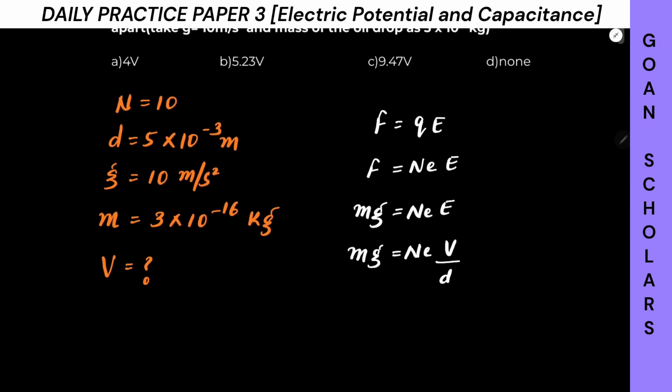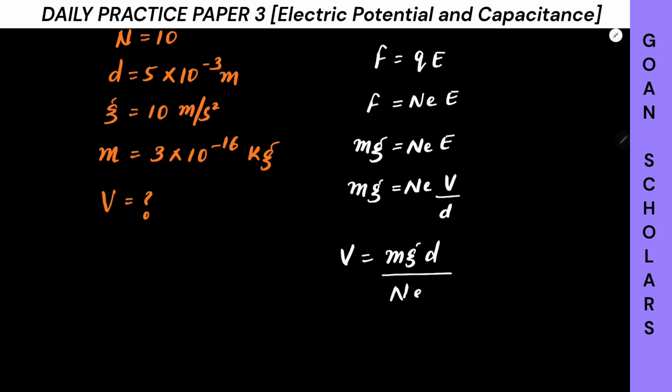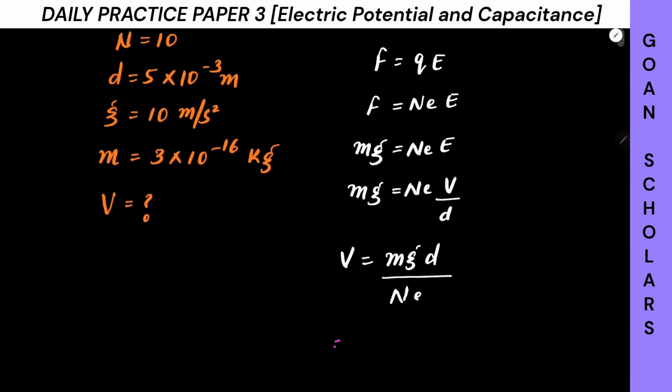So if you put it here, V will be equal to nothing but mg into d whole divided by n into e. That will give us the voltage which we should keep in our conductor's plate so that it will balance these number of electrons. So here, what is the mass given as per the question? Mass is given as 3 into 10 to the power minus 16. g is given as 10. Separation is given 5 into 10 to the power minus 3, whole divided by number.